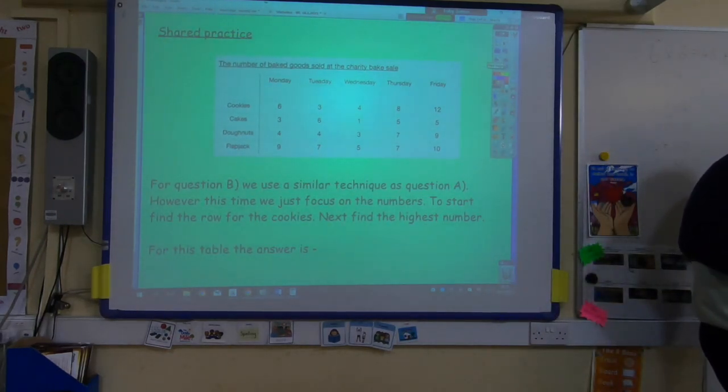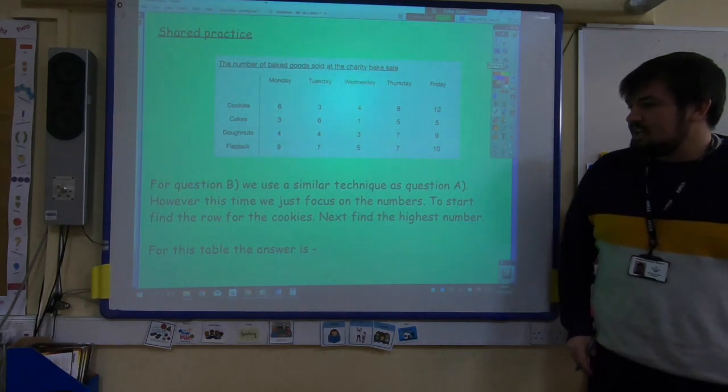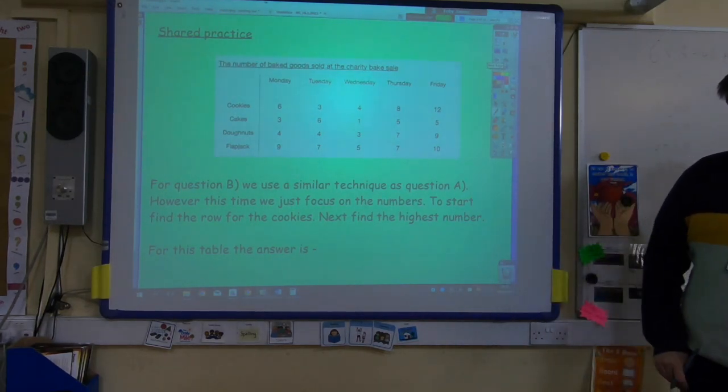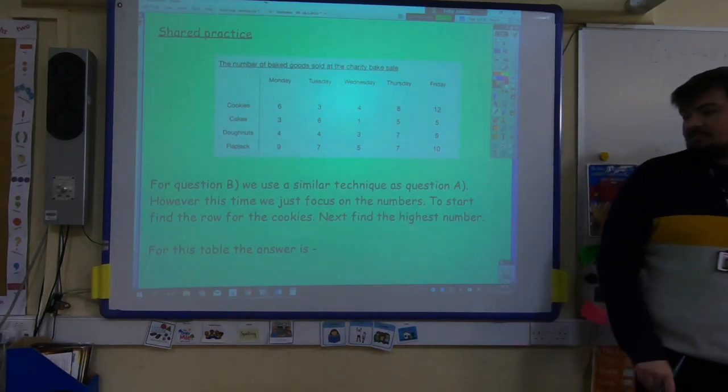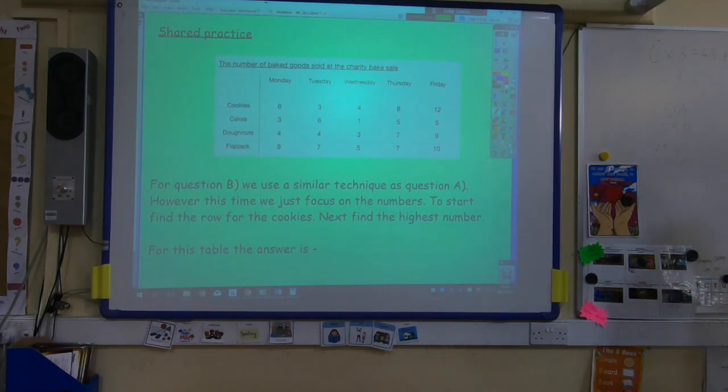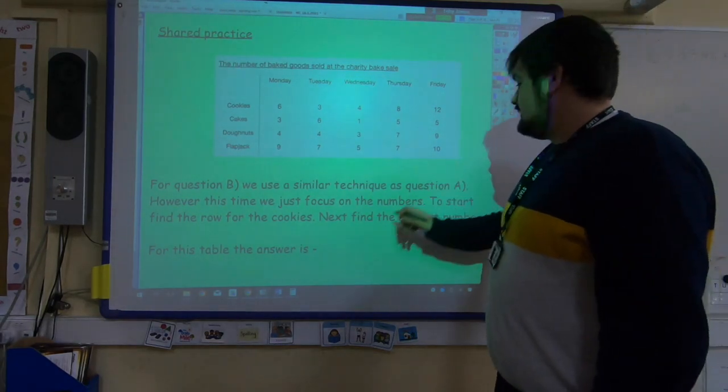Question B, we use a similar technique as question A. However, this time, we just focus on the numbers. To start, we find the row of cookies. Next, find the highest number, which is 12. Good stuff.